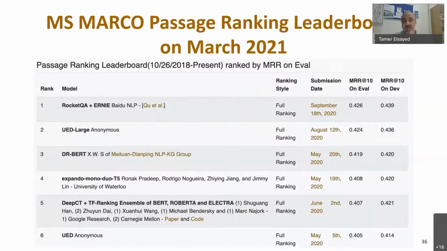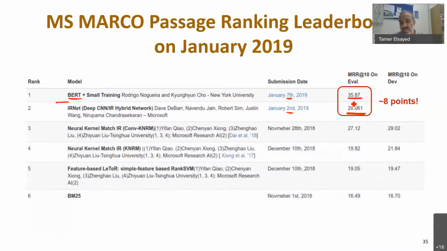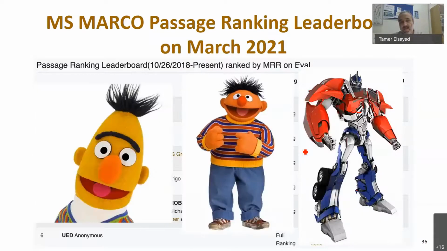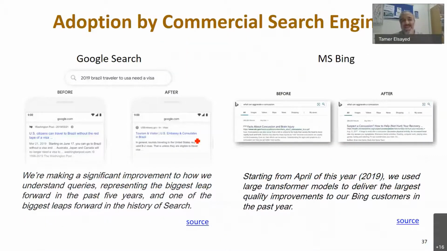This is now in March 2021, so 2 years after BERT. If you remember here, that number, it was 35. That number now, based on models that are mostly based on BERT and its brothers, if you look at the leaderboard, most of them are BERT based, and the numbers are still increasing. And that's all by BERT and its brothers or sisters maybe.